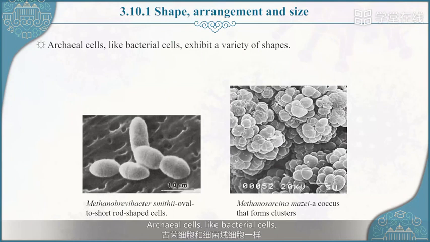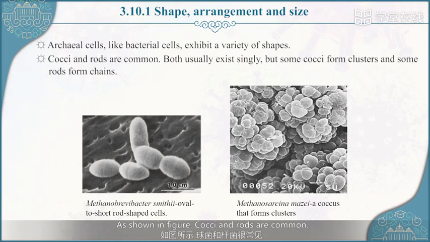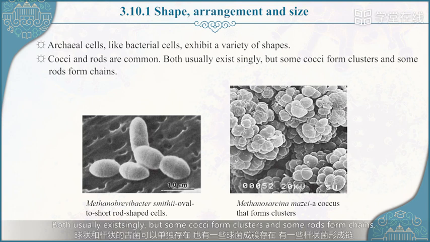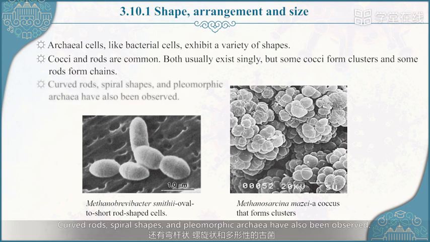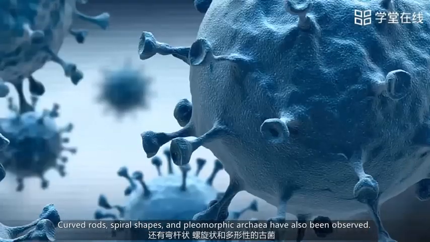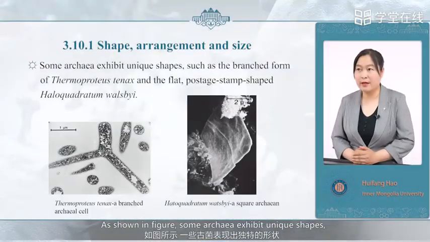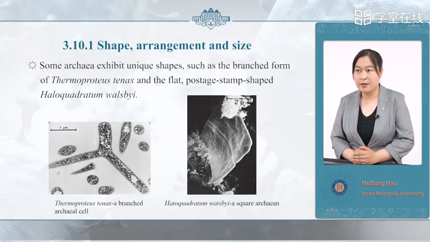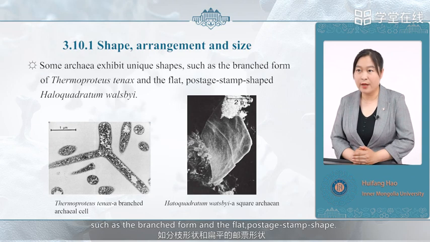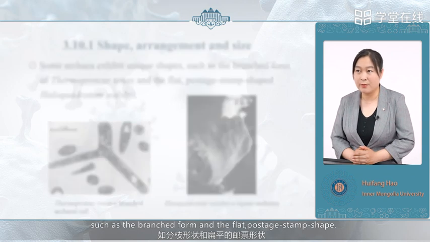Archaea cells, like bacterial cells, exhibit a variety of shapes. As shown in the figure, cocci and rods are common. Both usually exist singly, but some cocci form clusters, and some rods form chains. Curved rods, spiral shapes, and pleomorphic archaea have also been observed. As shown in the figure, some archaea exhibit unique shapes, such as the branched form and the flat postage stamp shape.